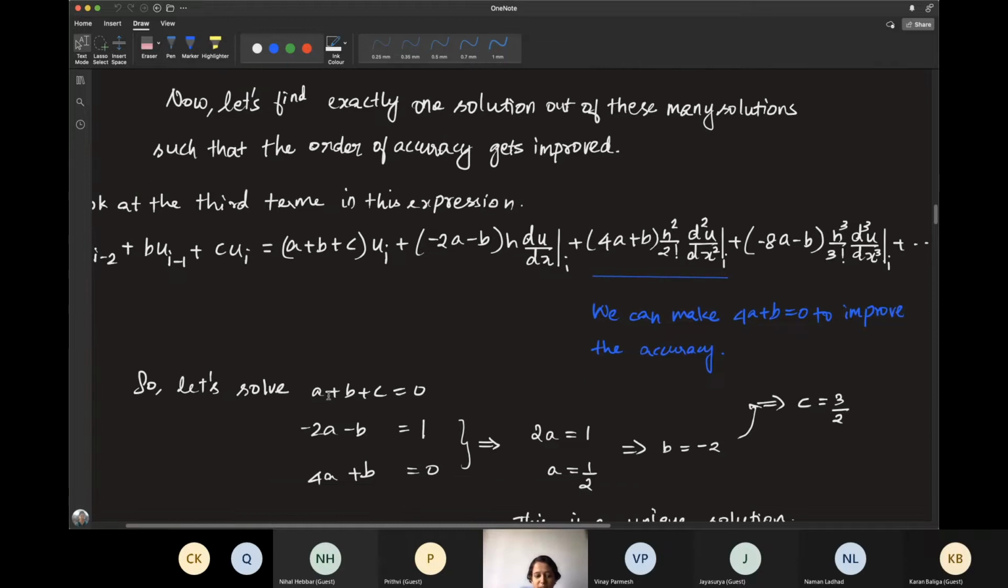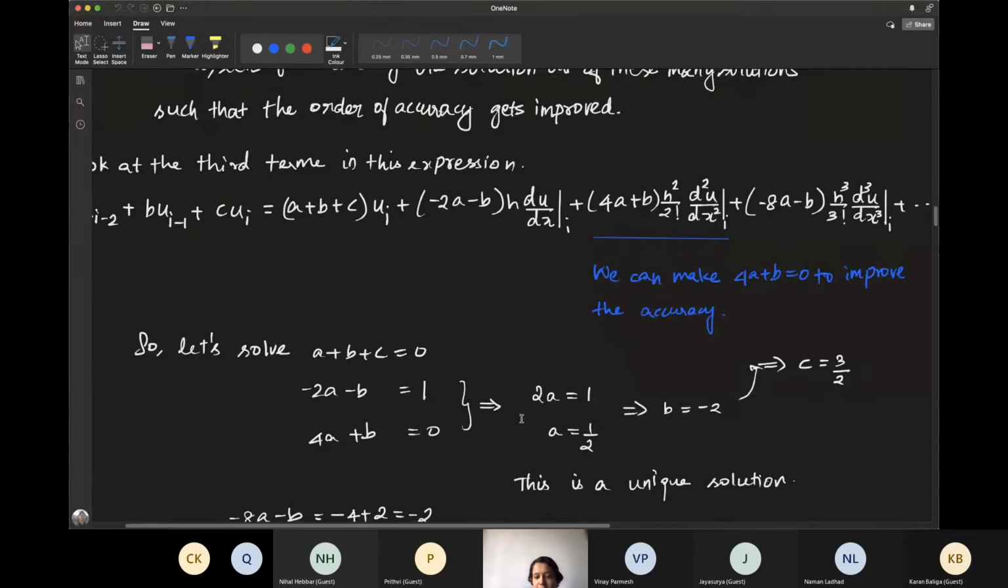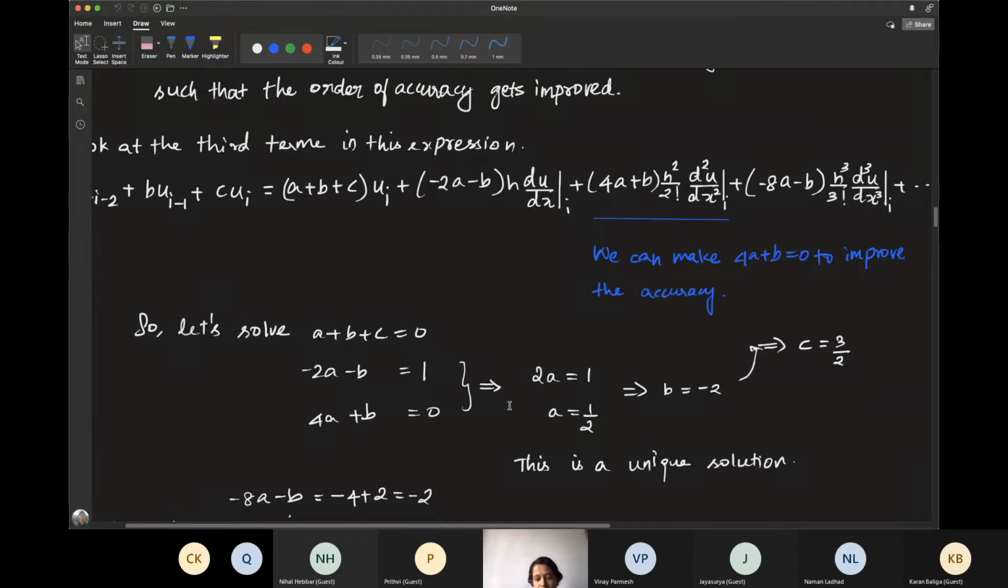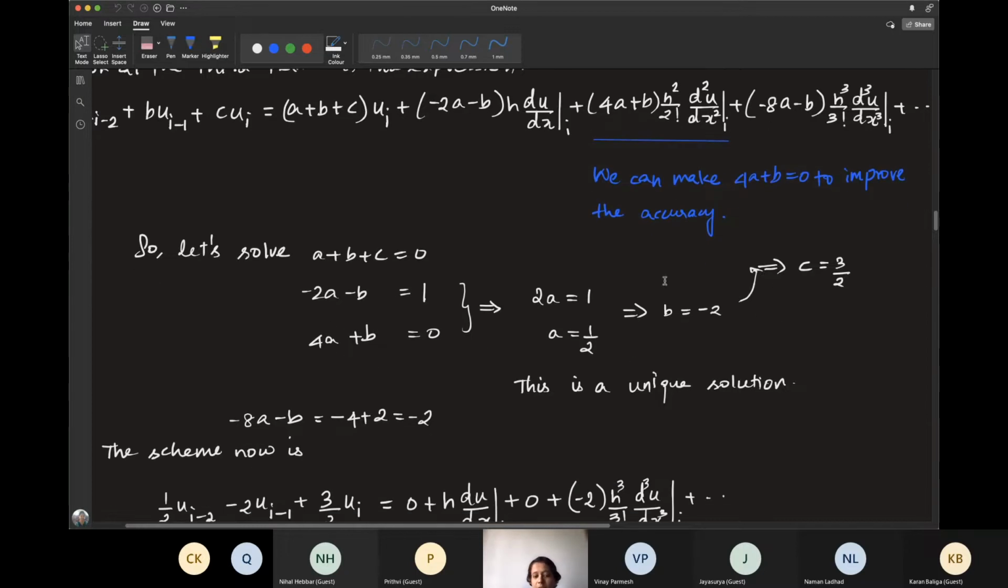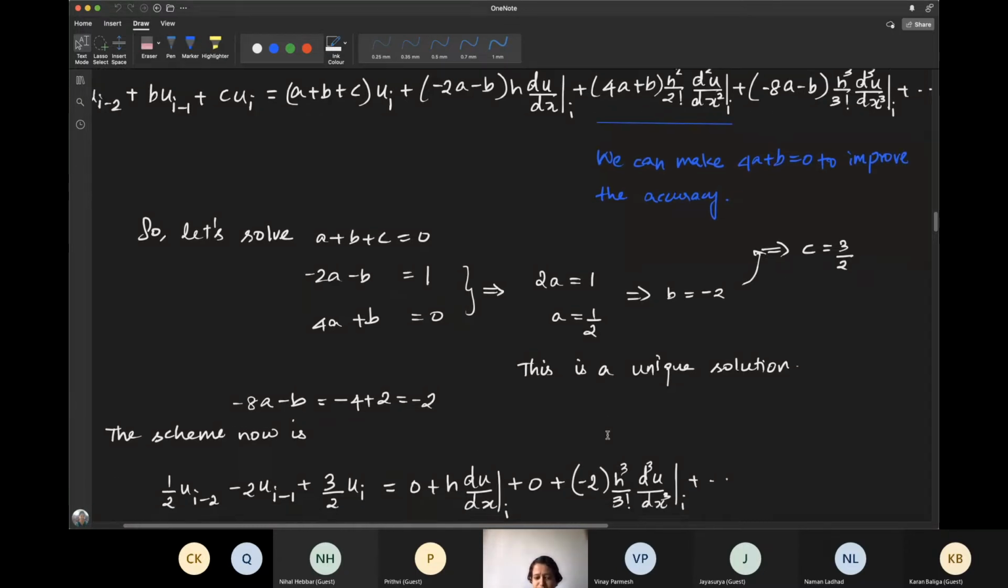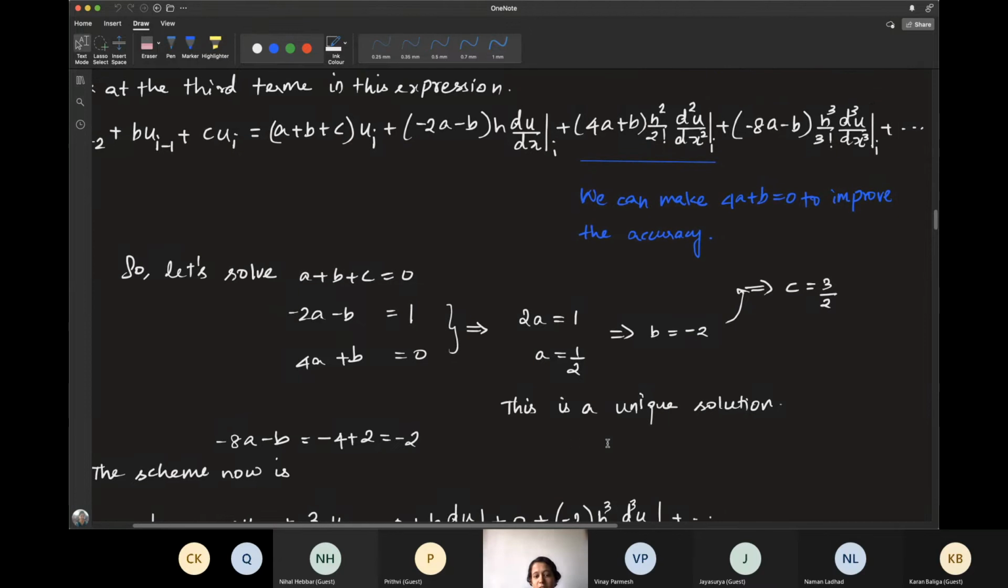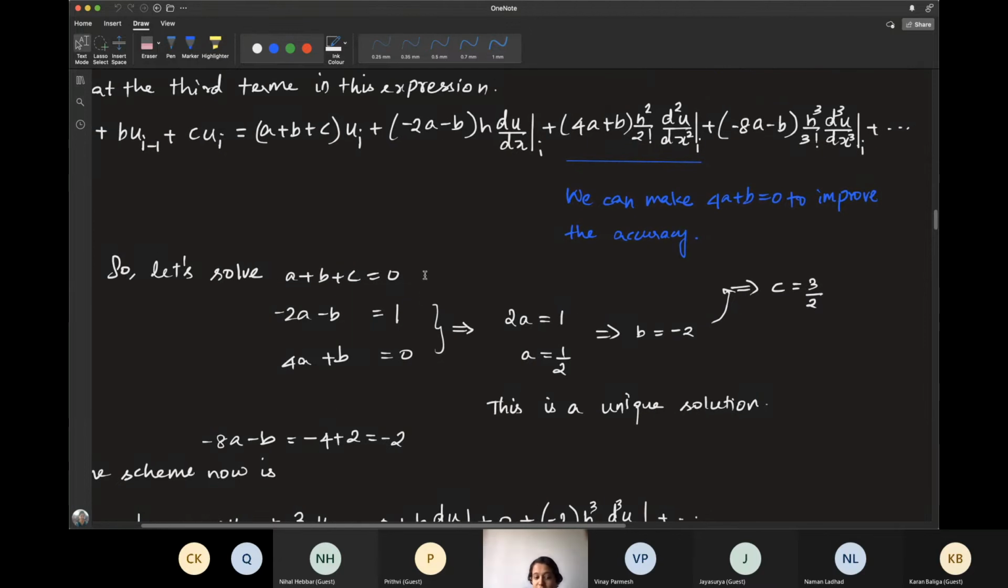Along with the first two equations, that is a plus b plus c equals 0 and minus 2a minus b equals 1, we take another expression, 4a plus b equals 0. So now we can solve and find a unique solution. We can solve these two to get a equals 1 by 2 and b equals minus 2, and when we substitute that back into the first equation, we can obtain the value for c, that is 3 by 2. So now we have obtained a unique solution, and this solution satisfies all the three equations.